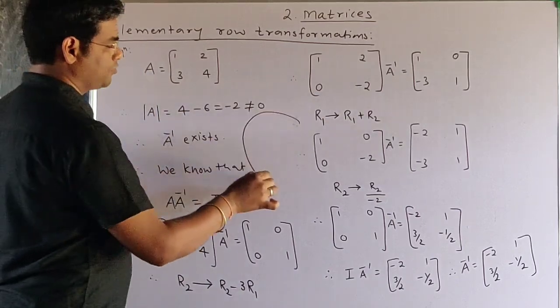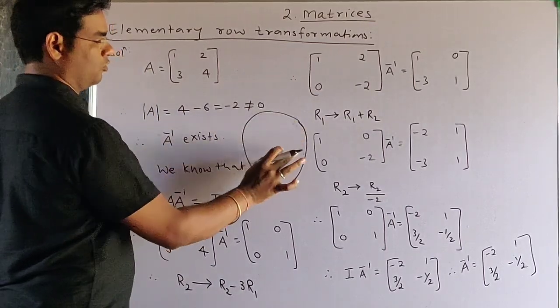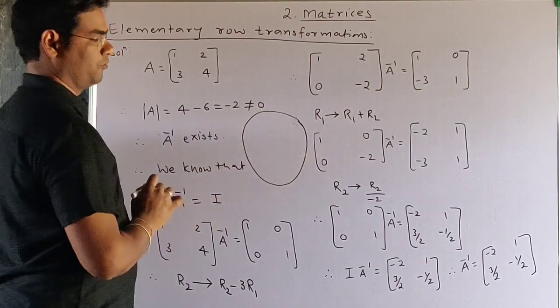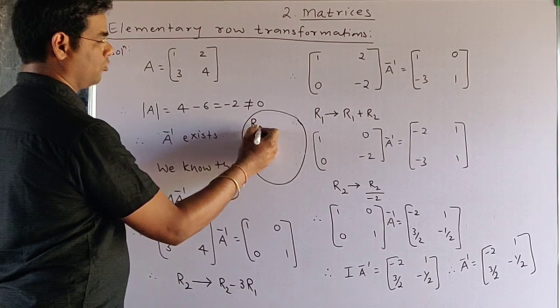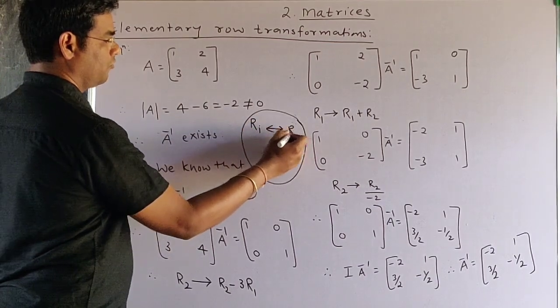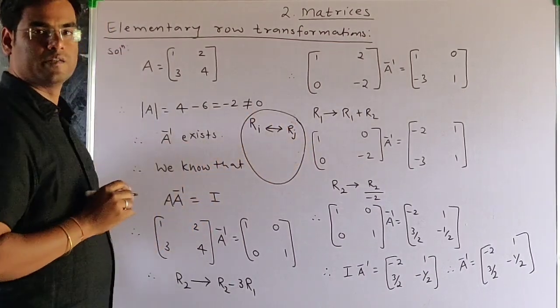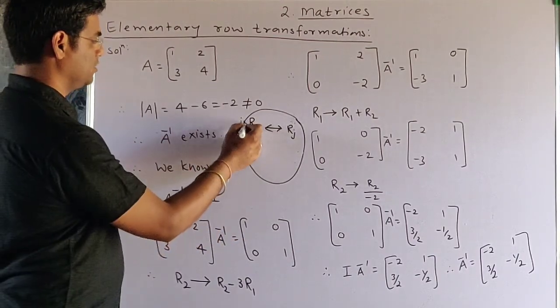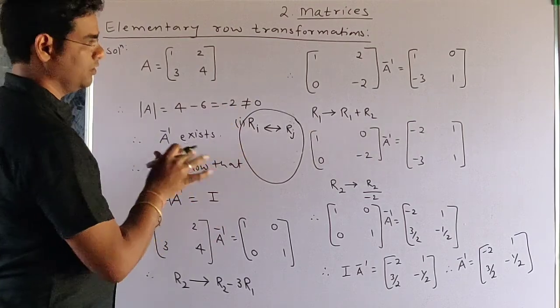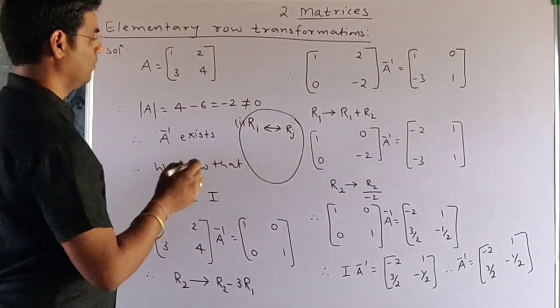Now what are the basic three types of transformation we can use? These are the three basic rules that we can use for transformation. The first transformation is that you can interchange any two rows or two columns. This is the first rule.